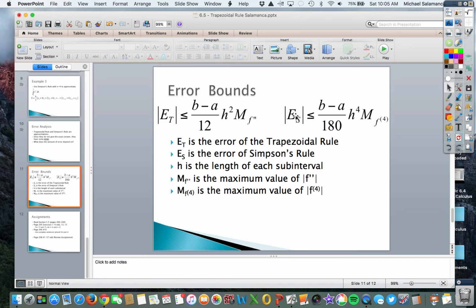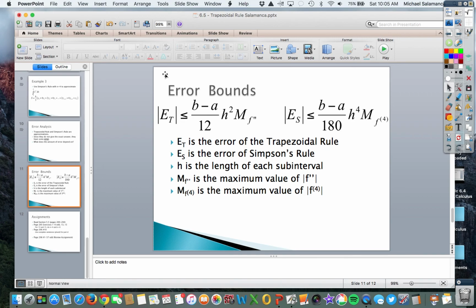And then you could read the other one for Simpson's rule on the right, which is the E sub S. So E sub T is the error of the trapezoidal rule. E sub S is the error of Simpson's rule. h is the length of each subinterval. The M values refer to the maximum value of the double prime and the fourth prime, respectively. Fortunately for you, you don't have to calculate that. You don't have to worry about it.